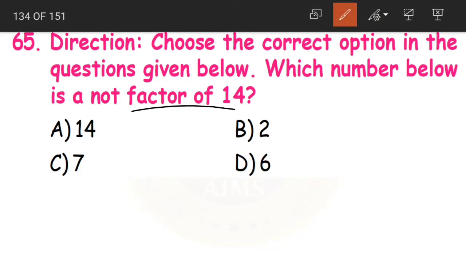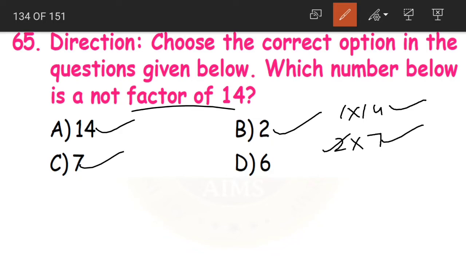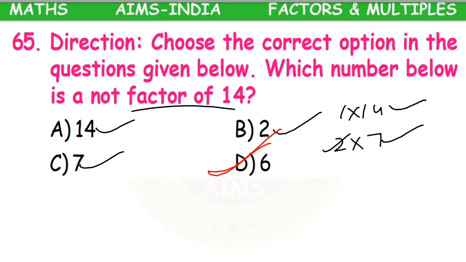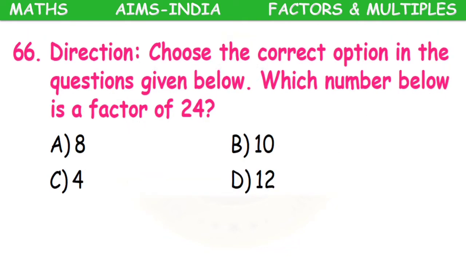What are the factors of 14? 1 14s are 14 and 2 7s are 14. So 14 is a factor, 2 is a factor and 7 is a factor. Which is not the factor here? Option D, 6 is not a factor of 14.